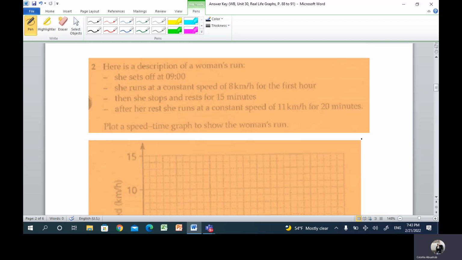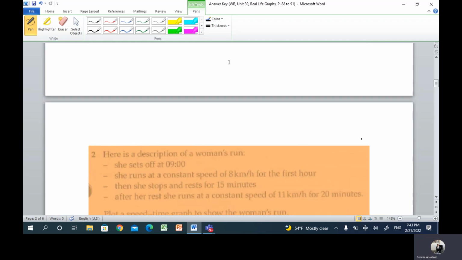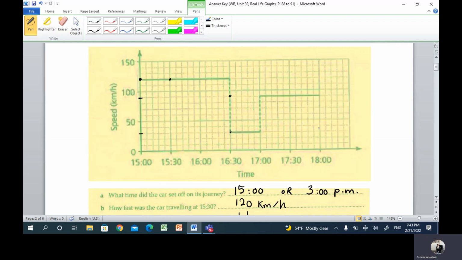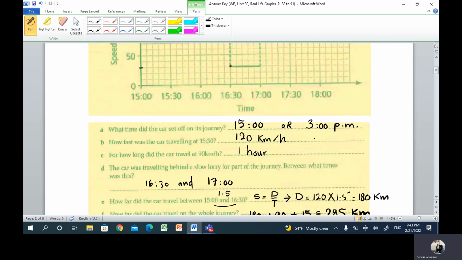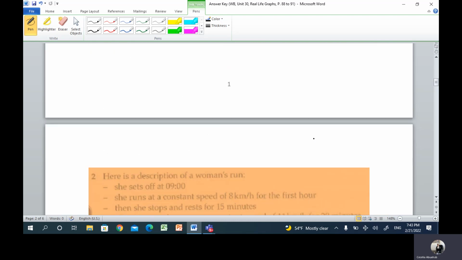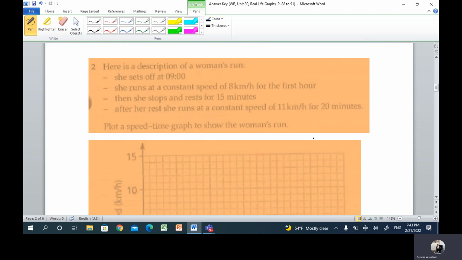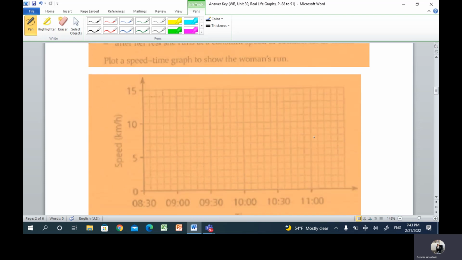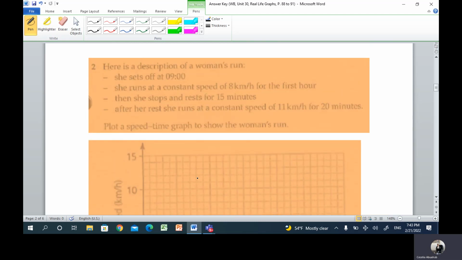The second one, here is a description of a woman's run. In the first example they gave us the graph and we needed to get the information out of the graph. Here they want us to draw the graph. Here is a description of a woman's run. She sets off, she starts her running at 9. So we will start drawing from 9. Okay, let's see what her speed is.